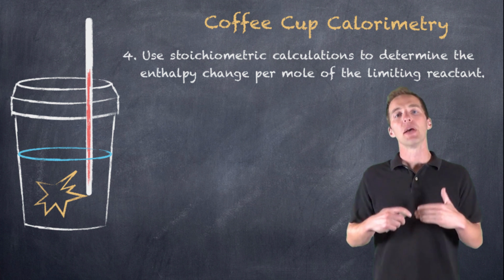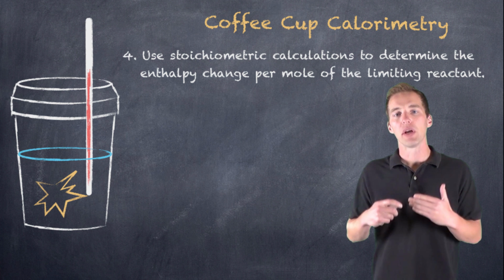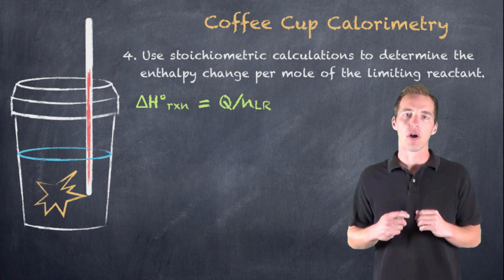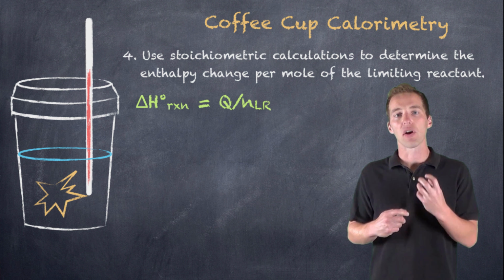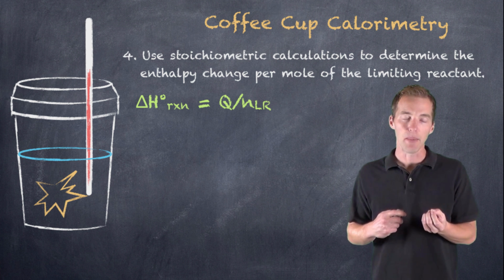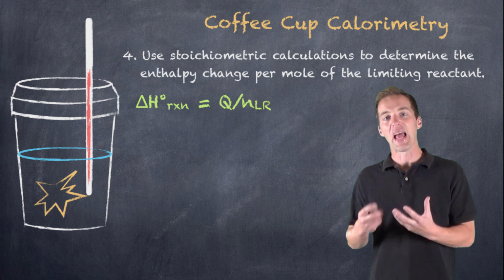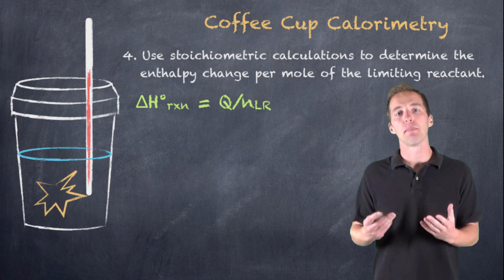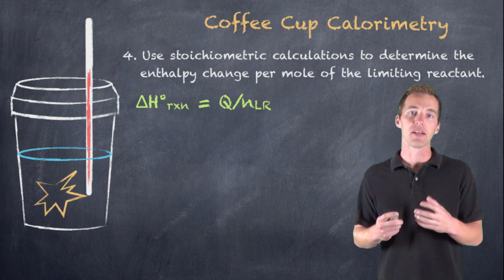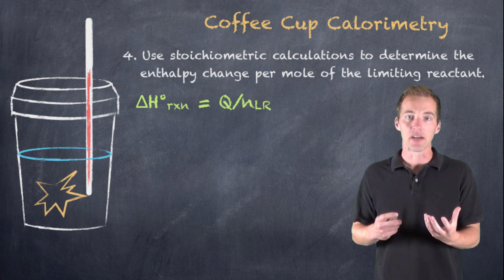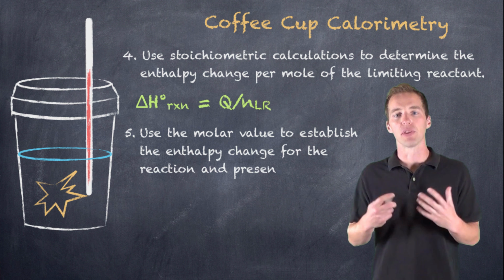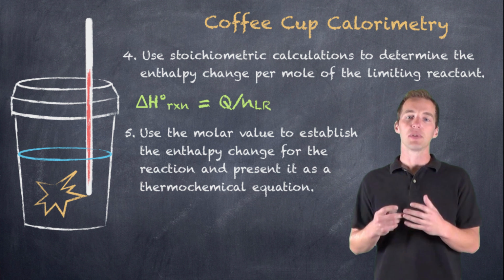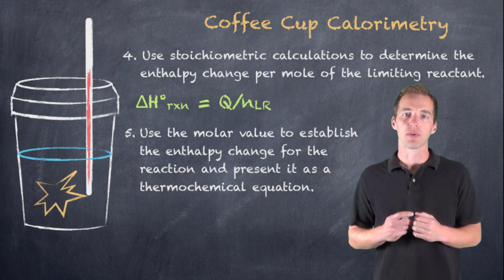That's going to be important because in our next step, we are going to establish what the enthalpy change is for our overall reaction. So once we've had our Q from our second step, and we have our n, or our number of moles of our limiting reagent from our third step, we're going to combine these two in the following equation. That is, the delta H, or the enthalpy change of the reaction, is equal to the Q of the system divided by the number of moles of our limiting reagent.